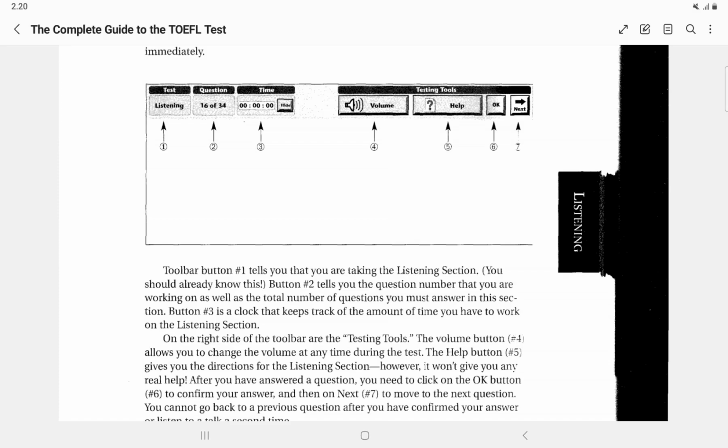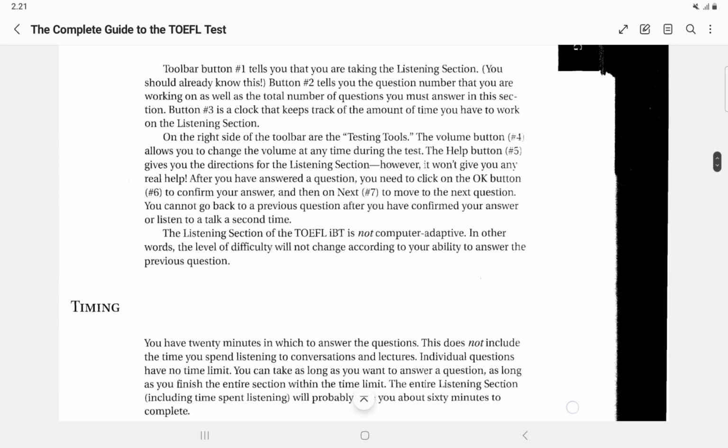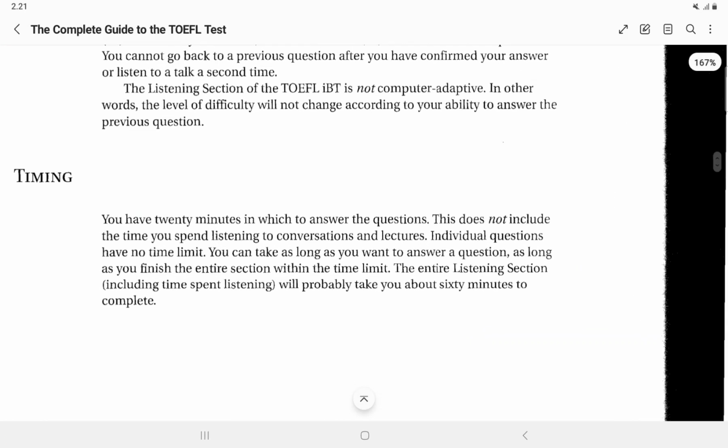The volume button, number 4, allows you to change the volume at any time during the test. The help button, number 5, gives you the directions for the listening section. However, it won't give you any real help. After you have answered the question, you need to click on the OK button, number 6, to confirm your answer. Then number 7, to move to the next question. You can go back to a previous question after you have confirmed your answer or listen to a talk a second time.